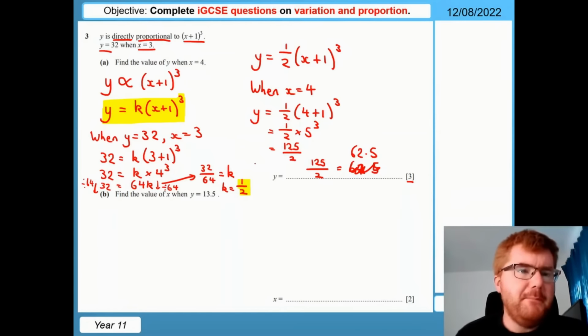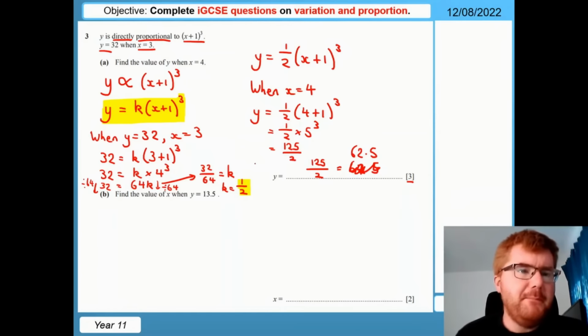Now, part B is a typical follow-up question to this. So now we want to take this equation that we worked out in part A and find the value of x when y is 13.5. So I'm going to replace the y with 13.5 and leave everything else the same. So we get 13.5 is equal to a half (x plus 1) all cubed.